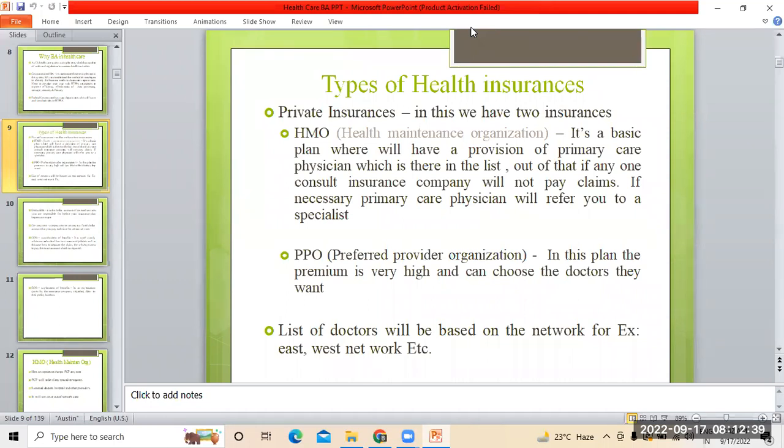Like one is, as I mentioned, HMO, and the second is PPO, Preferred Provider Organization. People have a choice to select which insurance plan they want to take. It's absolutely their choice whether they go for HMO or PPO. Somebody may even have multiple insurances, right? So they'll sometimes be handling two insurance policies, so that is also there.